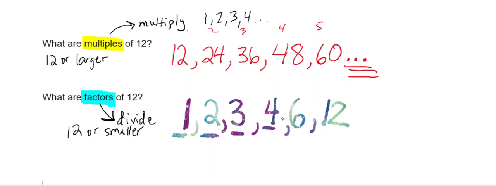I don't have to check 5 because my last factor pair was 3 times 4. So I know there's not going to be anything between 4 and 6 that divides into it. So with factors, it's very important that you work your way up from smallest to greatest so that you don't miss any factors.